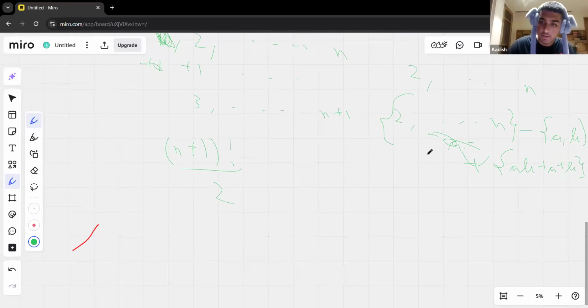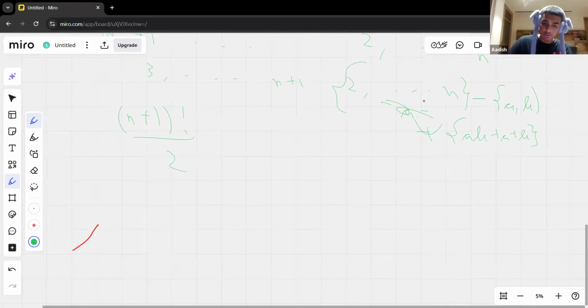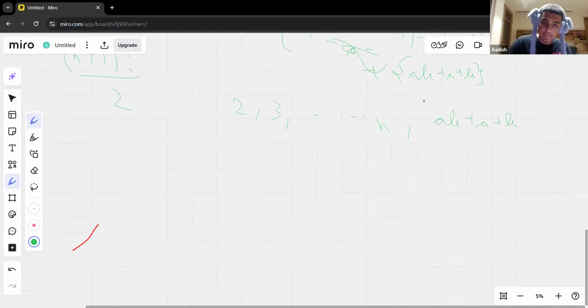Whatever, don't mind the notation. Anyway, now you just look at the numbers written on the board. So you have 2, 3, all the way to n, but a and b aren't there, and you have ab plus a plus b. Once again, do what you did. Add 1 to every number. So you will have 3, 4, all the way to n plus 1, and then you'll have ab plus a plus b plus 1.